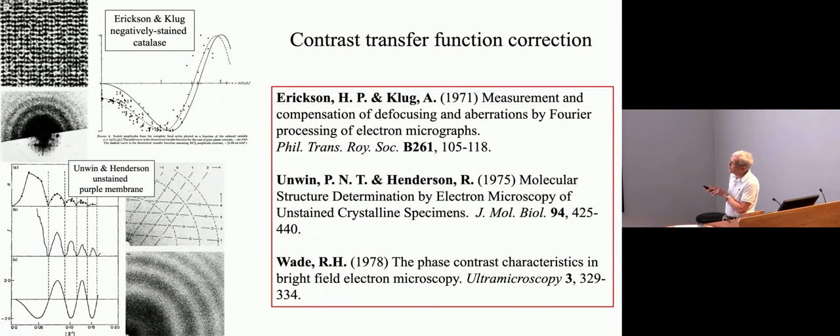And Harold Eriksson was a postdoc with Aaron Klug, and he worked out from images like this of catalase with a certain amount of defocus that you could analyze the strengths of the diffraction spots from a crystal of catalase, which are the dotted lines here, and then fit them to a curve, which is what we now call the contrast transfer function curve. And it consists of a real and imaginary part.